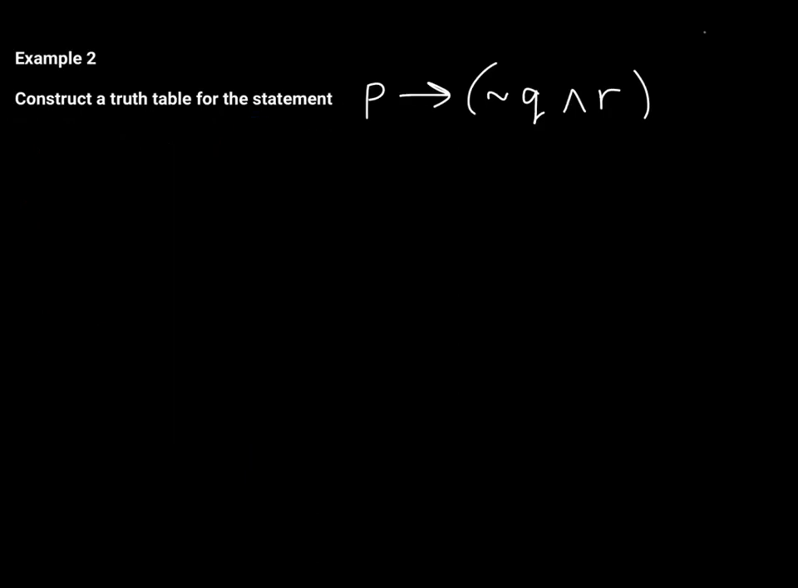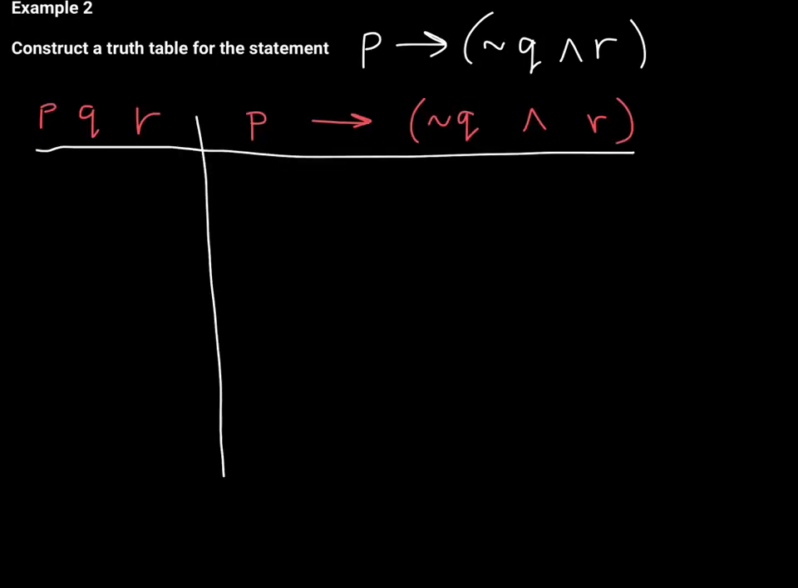All right, we have a new statement, everybody. If P, then not Q and R. So we have three different simple statements, P, Q, and R. So we're going to have 8 cases. All right, let's get our table set up here. Now, this is a conditional statement. Therefore, my answer column is right here.